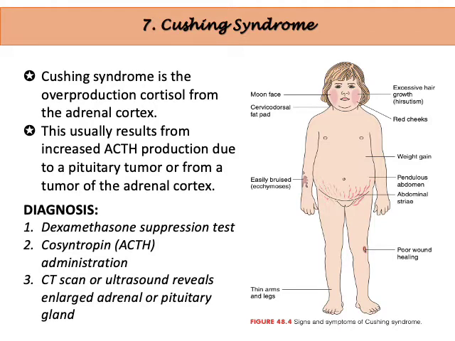Third is a CT scan or ultrasound result, which reveals an enlarged adrenal or pituitary gland, usually because of the tumor. Figure 48.4 shows a child with Cushing syndrome, and the manifestations are all because of the high cortisol's effect.